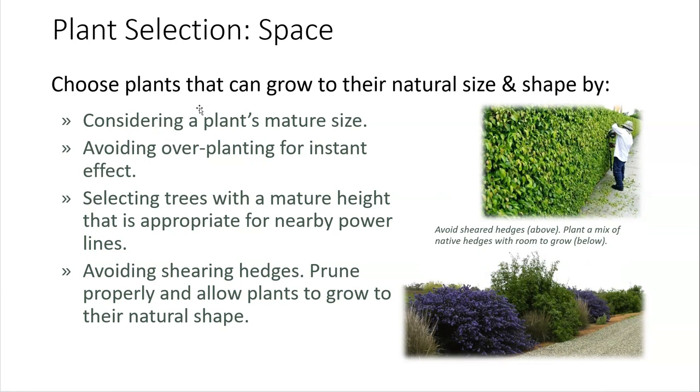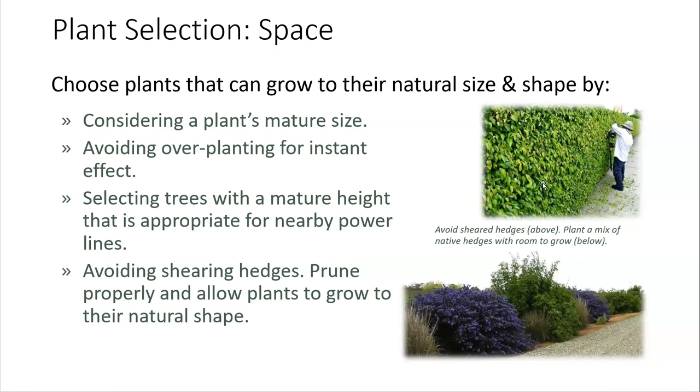You always want to consider the plant's mature size in resource as well as in observation, because in some areas plants just grow larger depending on the climate or the solar exposure, etc. Avoid overplanting for instant effect. Instant effect is the typical model home syndrome where they pack in a bunch of plants so that it looks mature right off the bat. Don't do that. Honor the mature size of the plant. Select trees with a mature height that's appropriate for nearby power lines. Avoid shearing hedges. Prune properly and allow plants to grow to their natural shape.